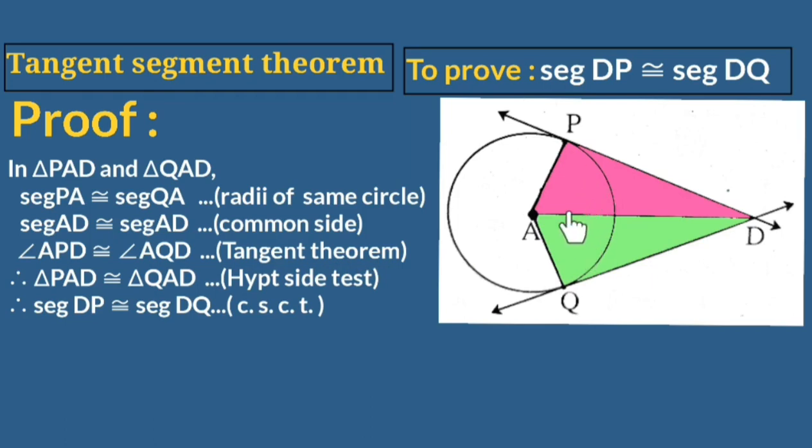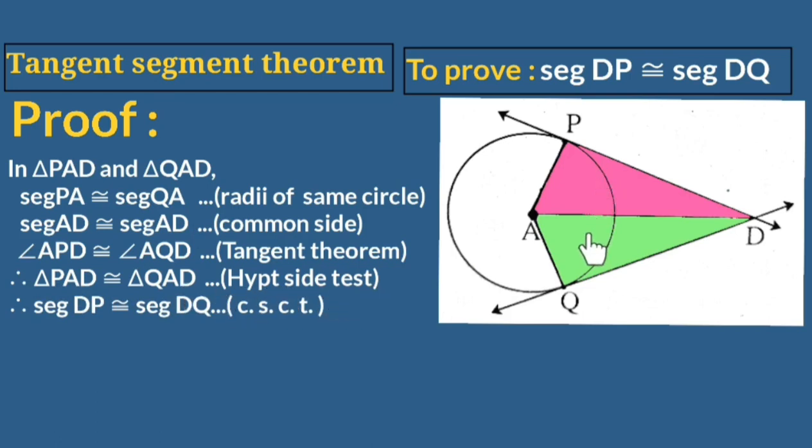Now, in these two triangles, we got these two angles as congruent, or as right angles. Therefore, these two triangles are right angle triangles. Now in these two right angle triangles, their hypotenuse, that is segment AD, is congruent since it is the common side, and one side is congruent, that is AP is congruent to AQ. Reason: radii of the same circle, that we have seen here. Hence hypotenuse is congruent and one side is congruent, and since these two triangles are right angle triangles, by the hypotenuse side test these two triangles are congruent. Hence triangle PAD is congruent to triangle QAD by the hypotenuse side test.